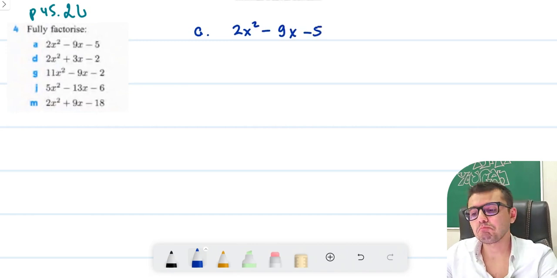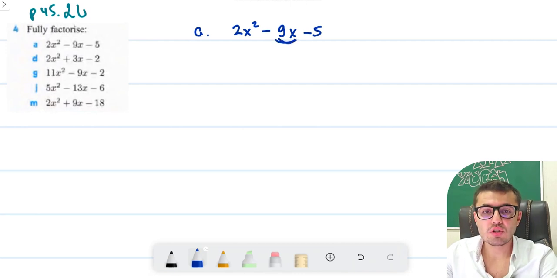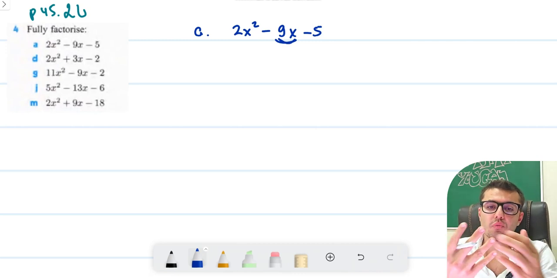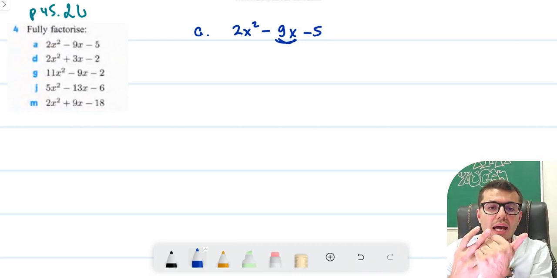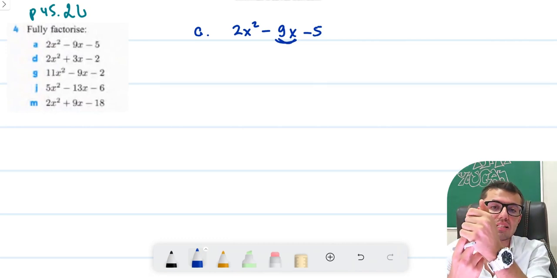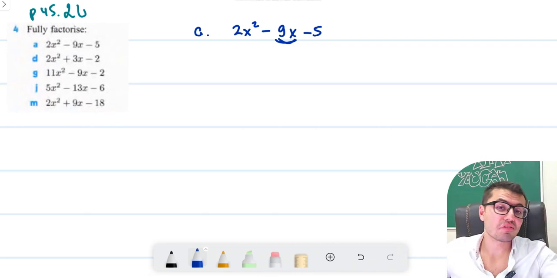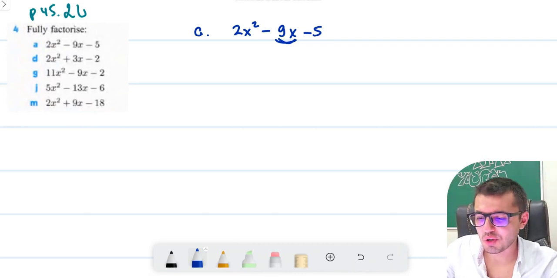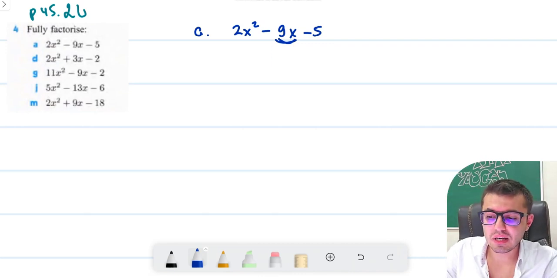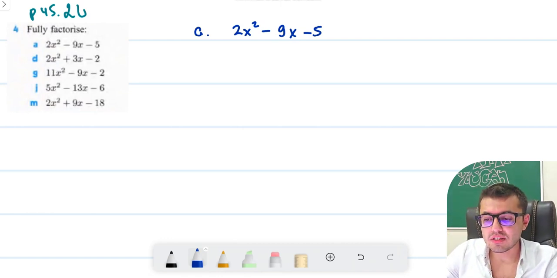The technique is splitting this number into two parts so that we have four terms, and then we group the first two and factorize them somehow, and then factorize the last two somehow, and then factorize these factorizations, and so on. So we need to split this, but we need to split this smart. How can we do this?